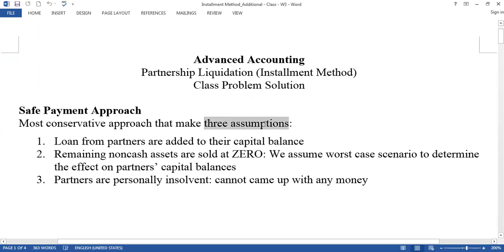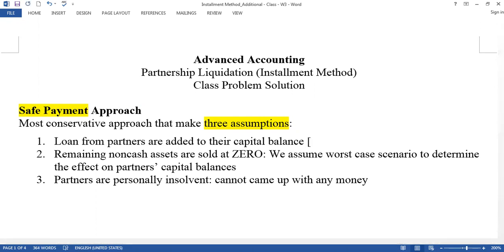remember three assumptions. When we are going to solve this kind of installment method, we must remember three important assumptions, because we have to prepare the safe payment schedule. Whenever we prepare this schedule, we must remember these three assumptions. The first one is that loans from partners are added to their capital balances.